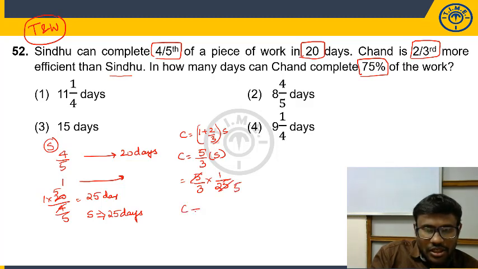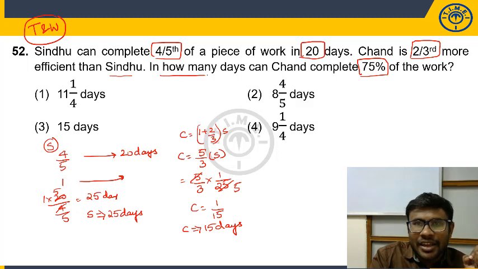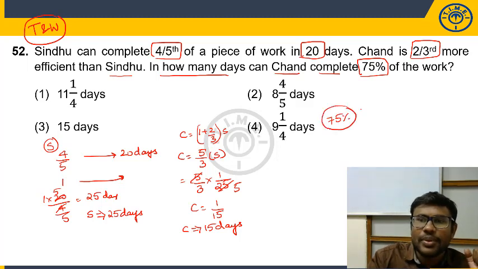So Chand's efficiency is 1 by 15. To do the full work, how many days is he taking? 15 days. But that is not the question. What is the question? In how many days can Chand complete 75% of the work? So what is the time taken by Chand to complete 75% of the work?